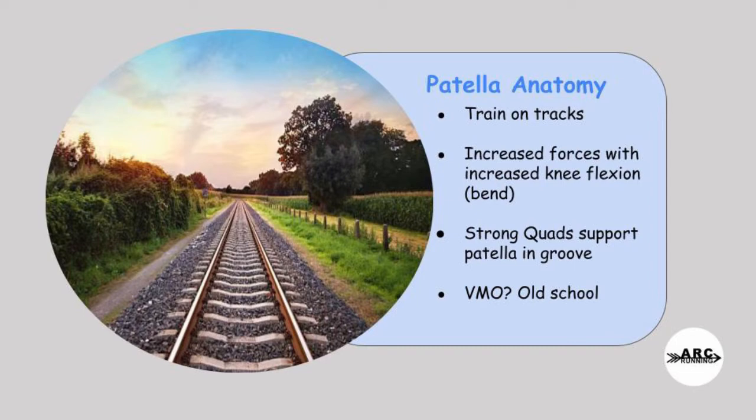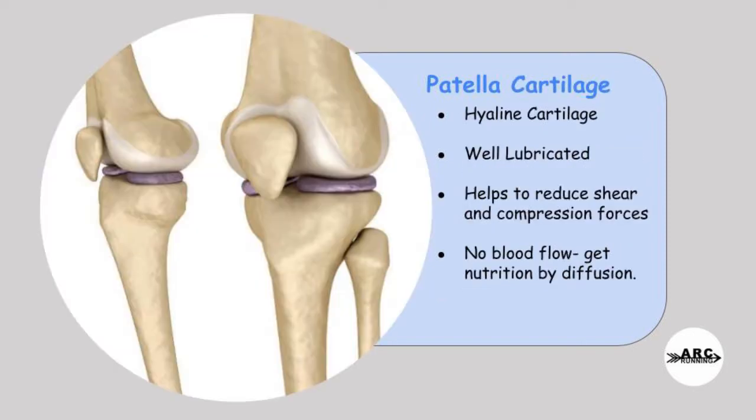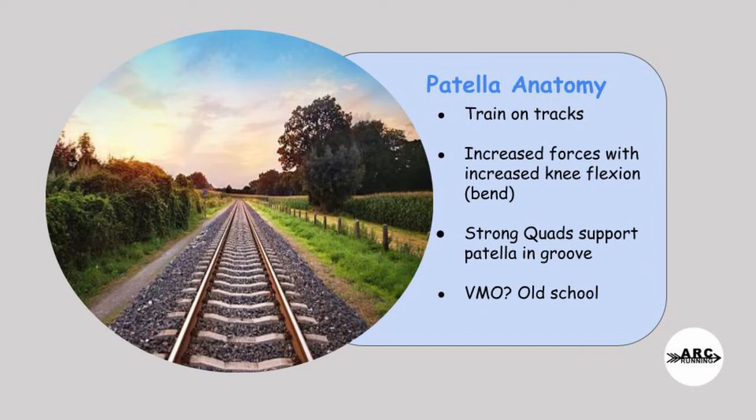This is a rudimentary example, but it helps visualize the structure. The patella is like a train on a train track. If you look at the femur, there's a groove where the patella sits. The patella goes up and down in that groove. As you bend your knee, the patella goes in this groove, and with increased knee bending, there's increased force on the kneecap, on the femur.